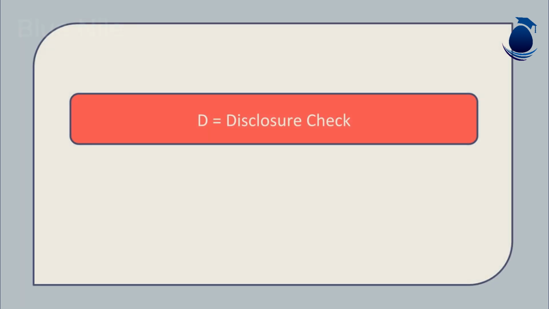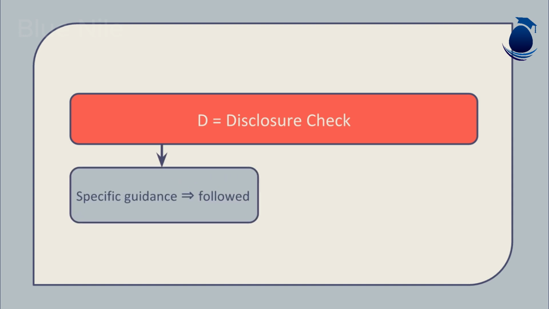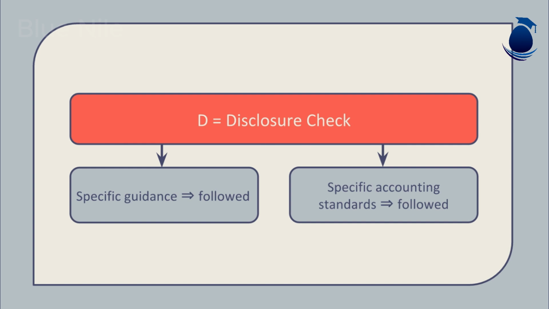D is disclosure check. The auditor needs to ensure that any specific guidance on how the balance or disclosure is formed and presented has been followed. They therefore need to review any specific accounting standards relating to the areas of the financial statements and ensure they have been followed when preparing the financial statements.